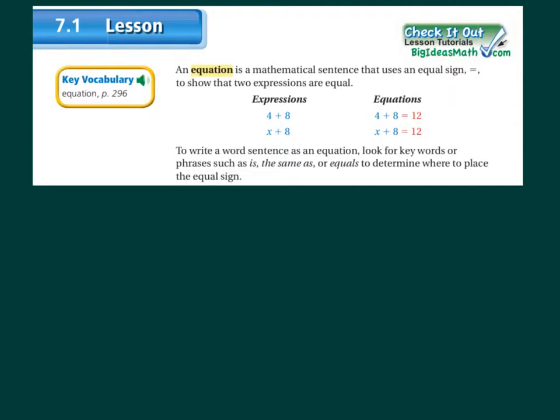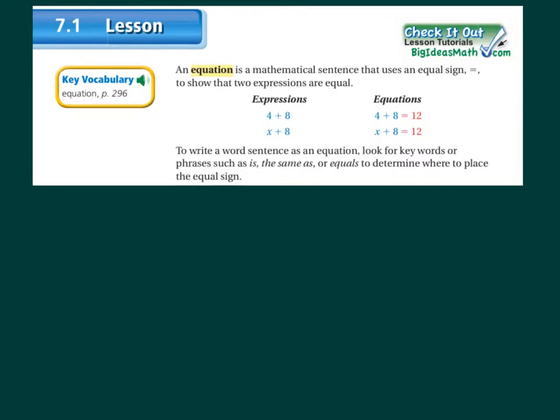So to write a word sentence as an equation, look for the key words or phrases such as is, the same as, or equals. All three of these things right here, is, the same as, or equals, they all mean equals.